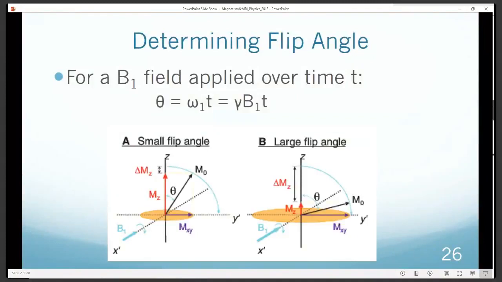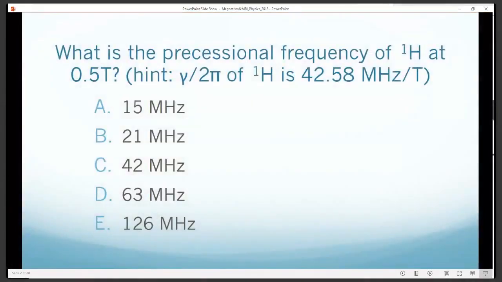The flip angle is determined by adjusting either the strength of the B1 field or the duration it is on, the T here. And so you can calibrate your flip angles based on the amplitude of your B1 field and duration. You can decide whether you want a small flip angle and only have a small amount of the transverse magnetization, or a large flip angle where almost all of your net magnetization is in the transverse plane. And this is useful for different types of pulse sequences. So that's your basic physics of NMR.